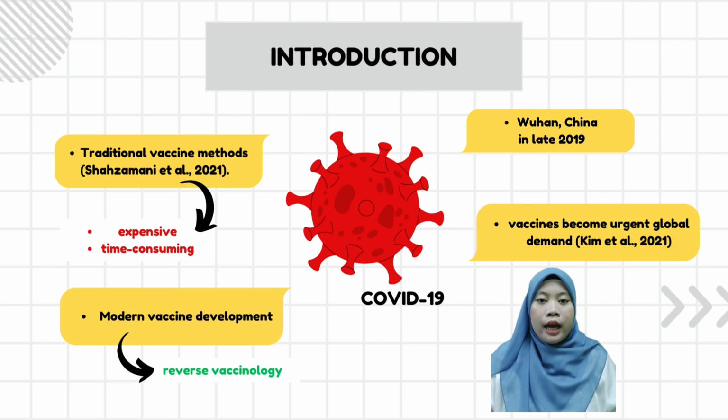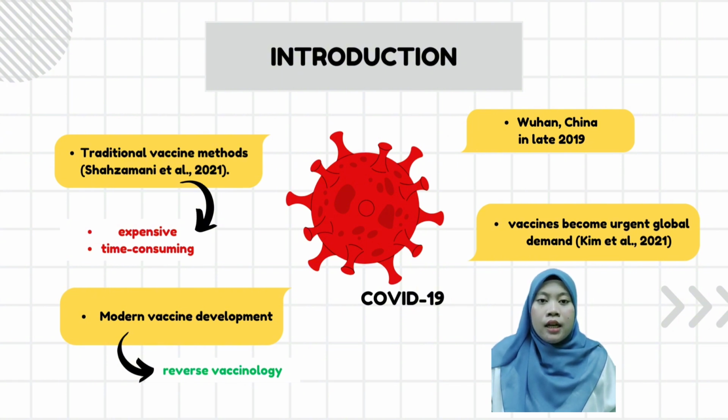First of all, let me explain what is COVID-19. It is a novel coronavirus disease that is caused by severe acute respiratory syndrome coronavirus 2. It was found in Wuhan, China in the late 2019. Hence, it was called COVID-19. This continuously growing outbreak subsequently made vaccine become an urgent global demand to control the spread and gain population immunity.